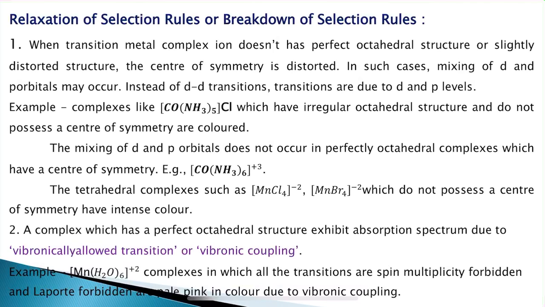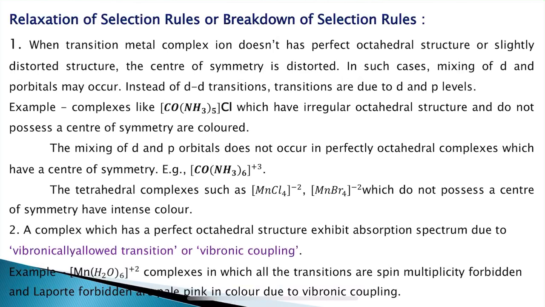It has 5 unpaired electrons in the outermost shell, so it possesses spin multiplicity which is forbidden. It is forbidden because since it has 5 unpaired electrons, definitely the spin multiplicity of this particular complex will not be the same, but still we are seeing a pale pink color due to the vibronic coupling. So, what is meant by vibronic coupling?